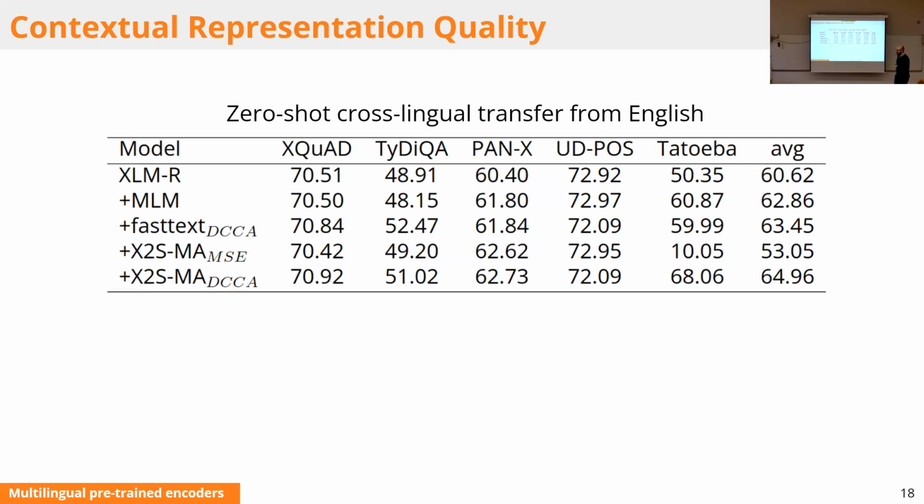But the main message is that using the word embeddings with deep canonical correlation analysis as a loss function improves quite a lot compared to the original XLM-R in most of the tasks. Sometimes it is better to use the fastText embedding. Sometimes it is better to use the embeddings that we produced.